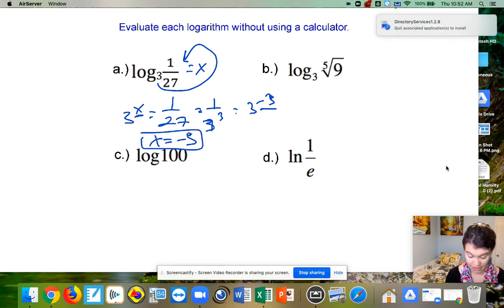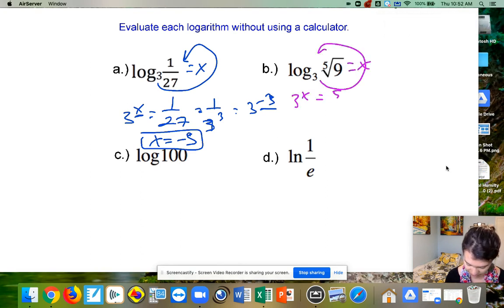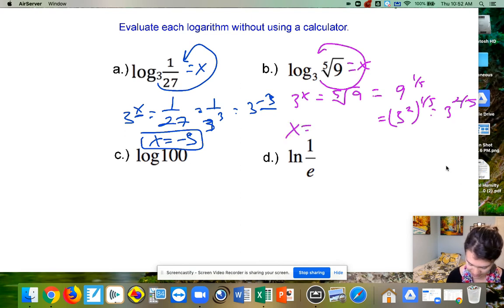We're going to keep doing the same idea, so rewrite this. If we do our loop, have the x right there. 3 to the x has to equal the 5th root of 9. Well, we need to rewrite that 5th root. So I can rewrite that as 9 to the 1/5. But then you need to rewrite the 9 in terms of 3. So we'll get 3 squared to the 1/5, which is the same as 3 to the 2/5. So x has to equal 2/5 in this case.